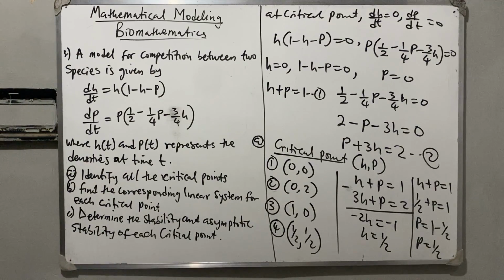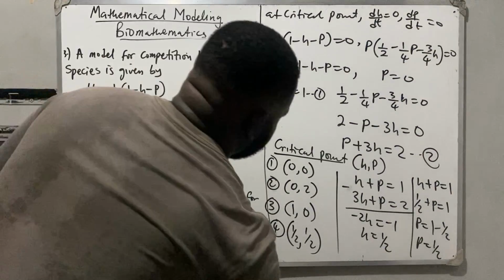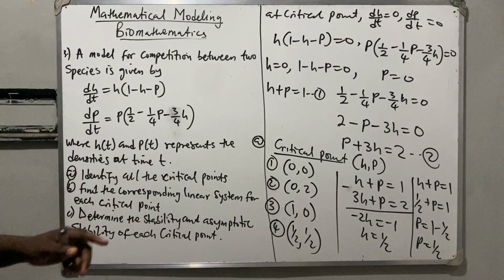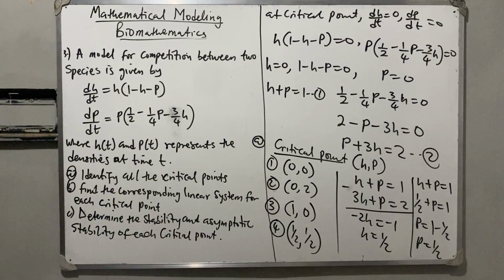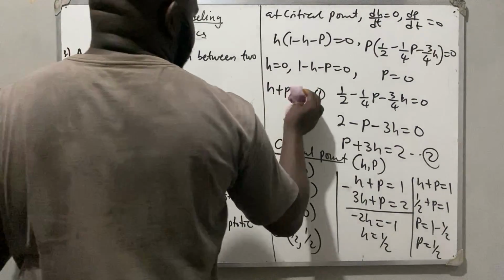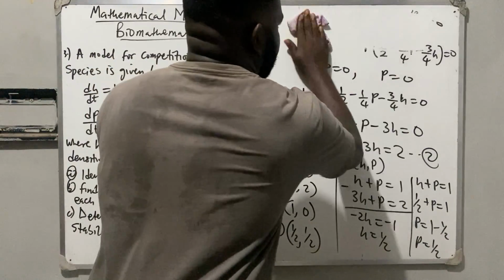So now, let's move. First of all, let us find the Jacobian of the whole system first, before we talk about the Jacobian of each of the critical points. For the Jacobian of the system, permit me to clean here because my board is too small.